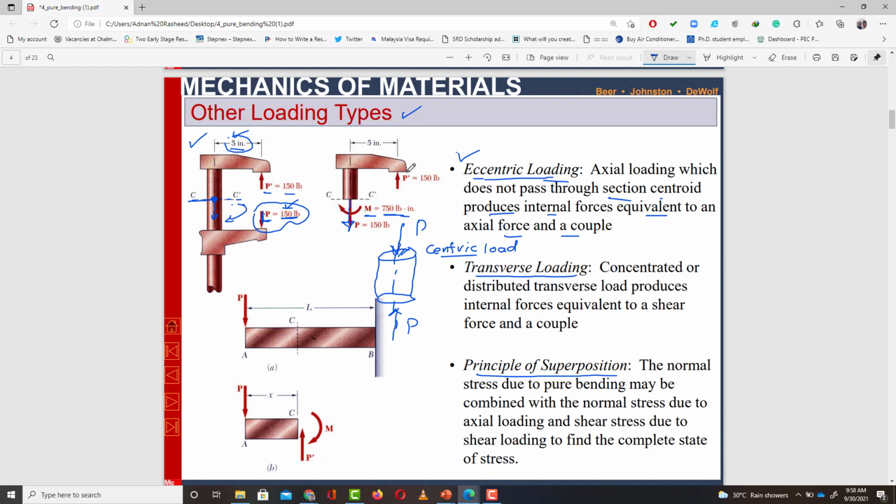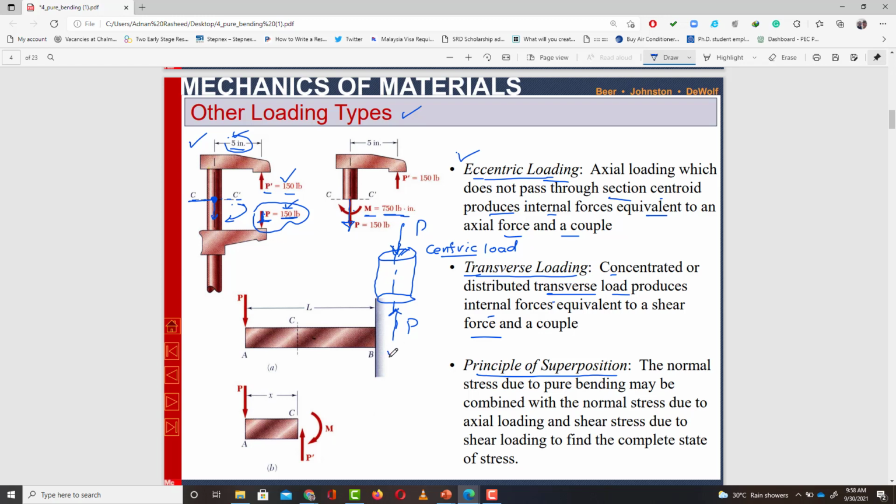In order to convert it into centric loading, we have to move that force to the centroid along with a couple, and this couple will be equal to the force multiplied by the distance it moves to the centroidal section. So this type of loading is known as eccentric loading. The second one is transverse loading. So you have seen that concentrated or distributed transverse load produces internal forces equal to shear or couple.